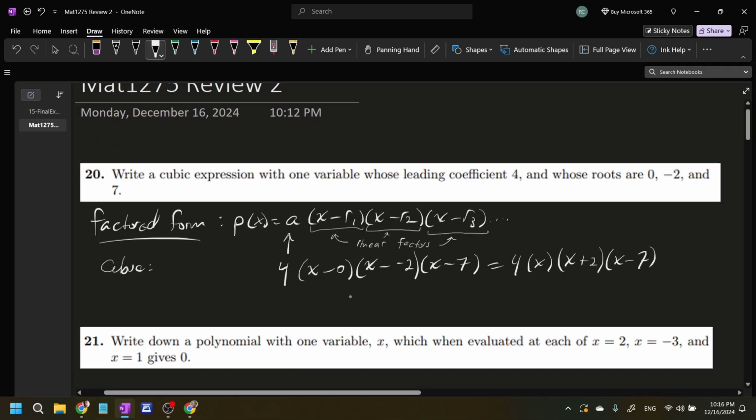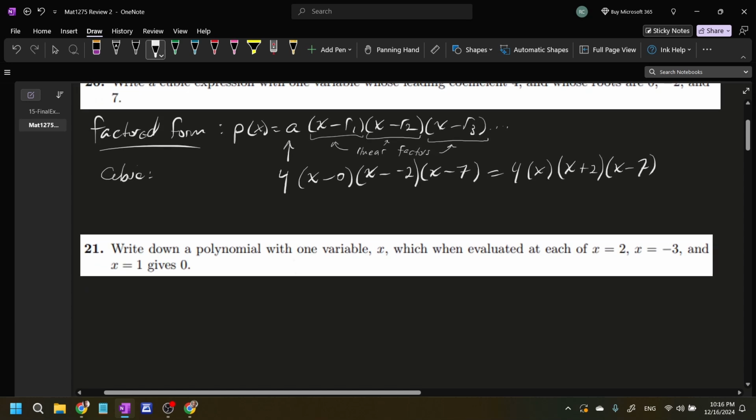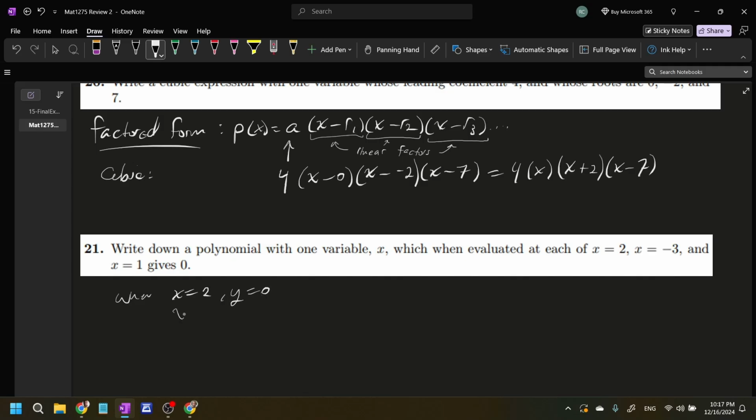Okay. Question number 21. Write a polynomial with one variable x, which when evaluated at each of x equals 0, x equals -3, and x equals 1 gives us 0. This is the same question as above, so they're just wording it a little bit differently. So write down a polynomial when evaluated at x equals 2 gives us 0. So what they're saying is when x equals 2, y equals 0. When x equals -3, y equals 0. When x equals 1, y equals 0.